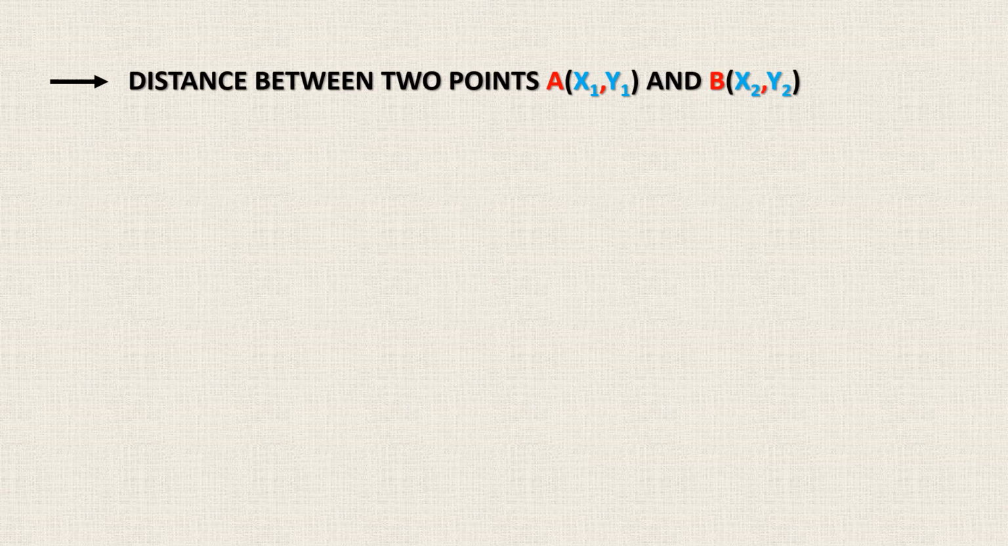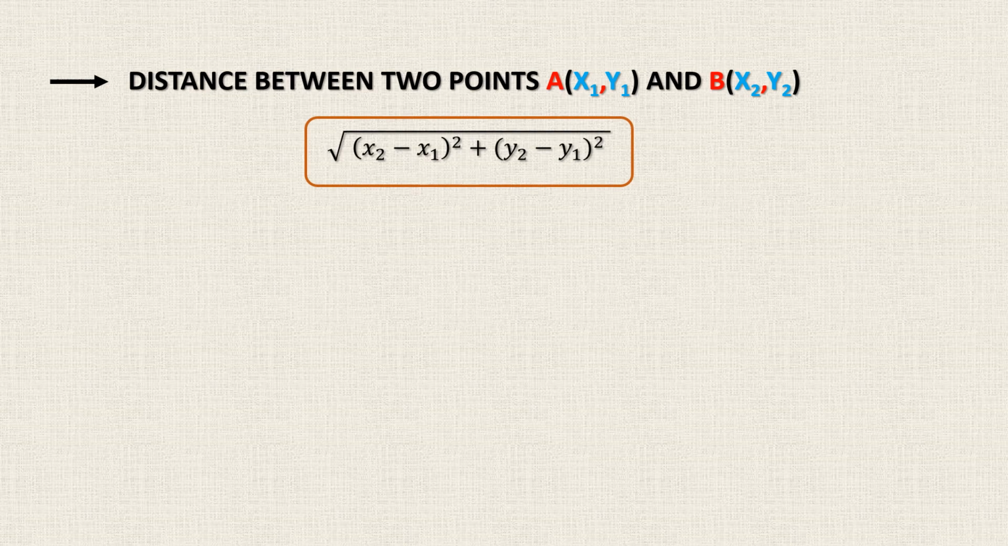Distance between two points, point A (x1, y1) and point B (x2, y2), is given by the square root of (x2 minus x1) whole square plus (y2 minus y1) whole square.